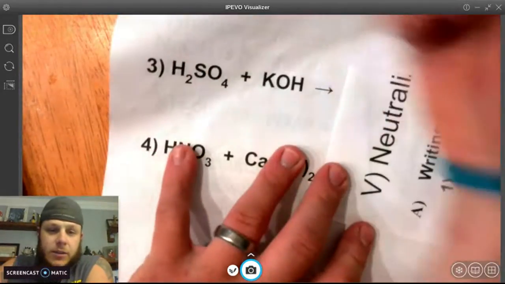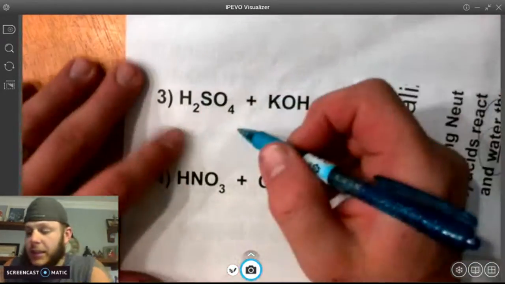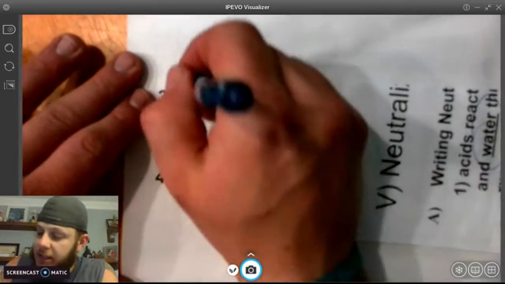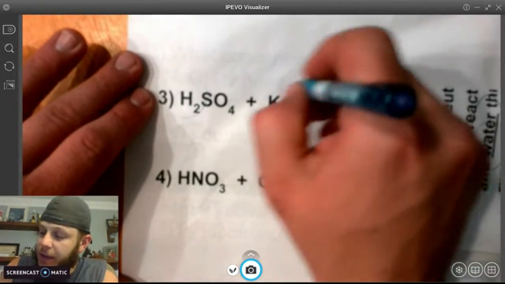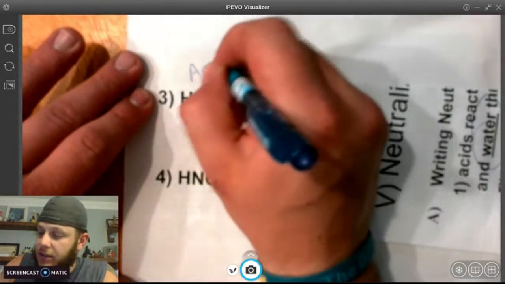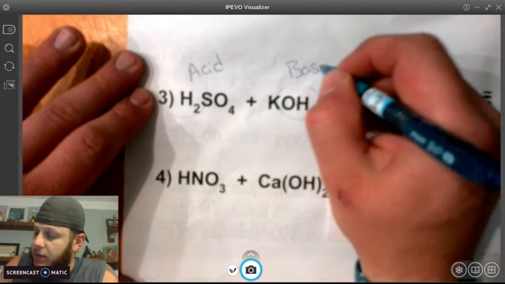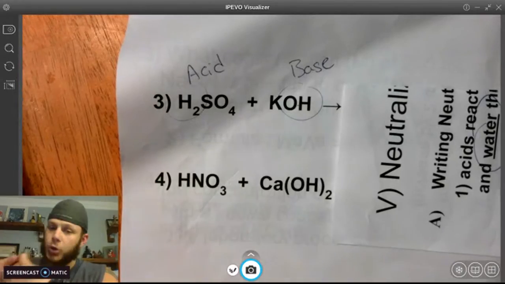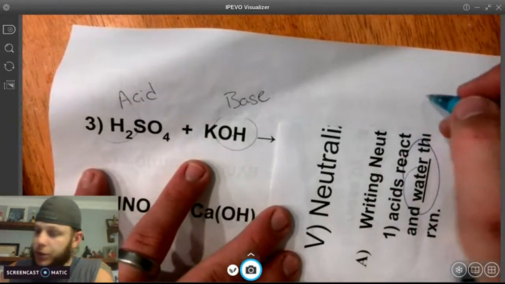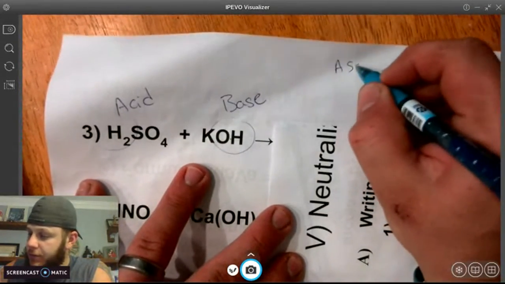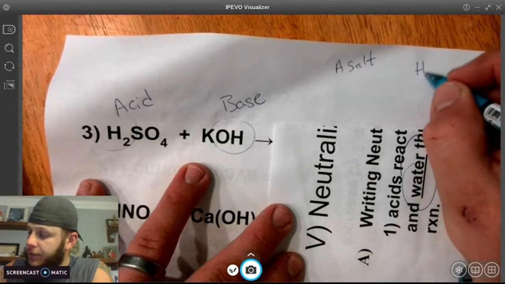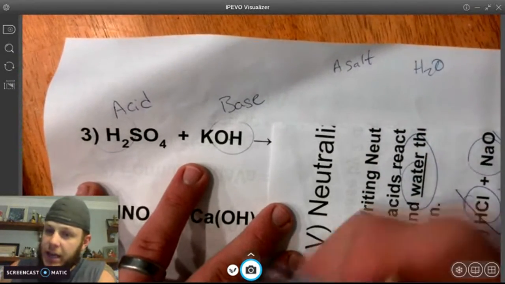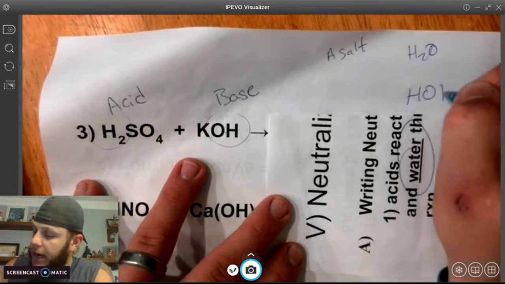Acid and a base equals salt and water. So this is an acid. How do I know it's an acid? Well, it's in the reference table. How else do I know it's an acid? It's got an H. How do I know this is a base? It's got OH. Acid, base. What happens when an acid and a base come together? They get neutralized. What does that mean? I'm going to be creating a salt and water. But instead of writing H2O, I'm going to write HOH.